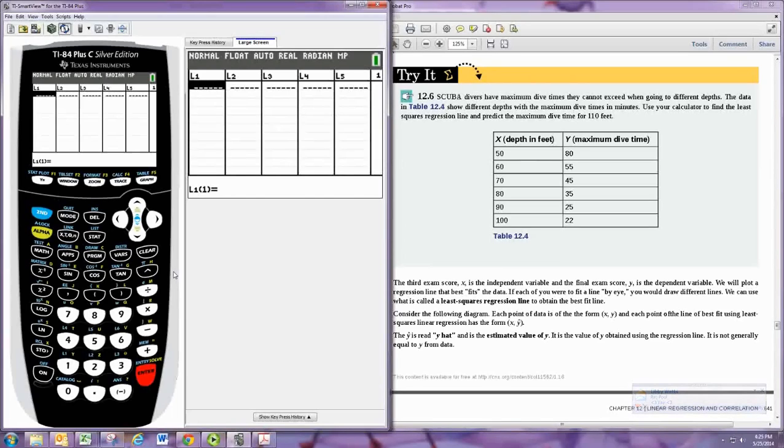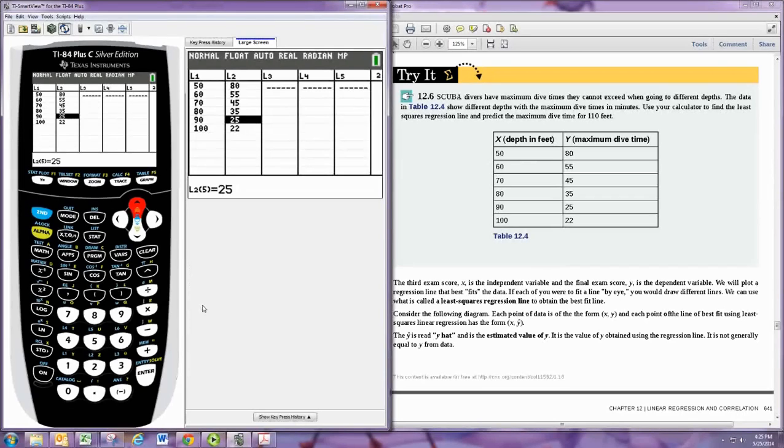Okay, so we have 50, 60, 70, 80, 90, 100, 80, 55, 45, 35, 25, and 22.